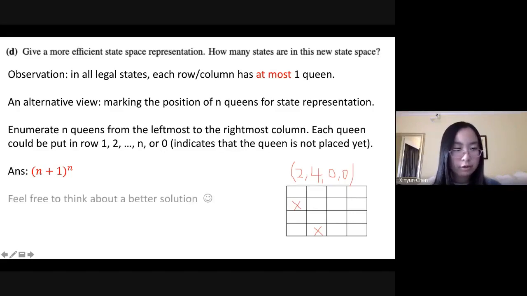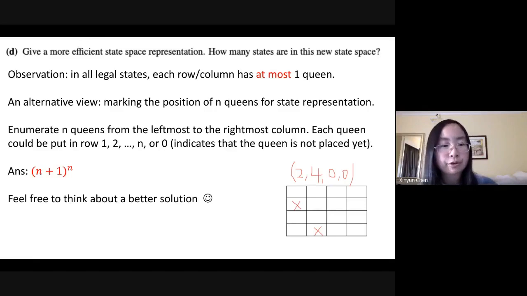So for better solutions, feel free to look at the official solution that will be released. And also, I think even for the official solution, there may be a better number, and feel free to think more about it. And you can also discuss with us if you have any thoughts.